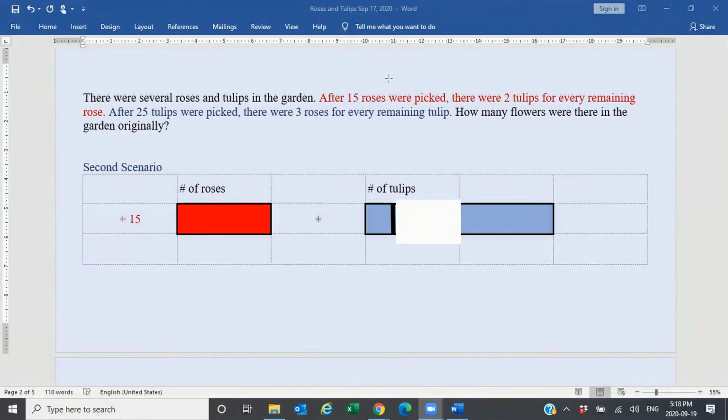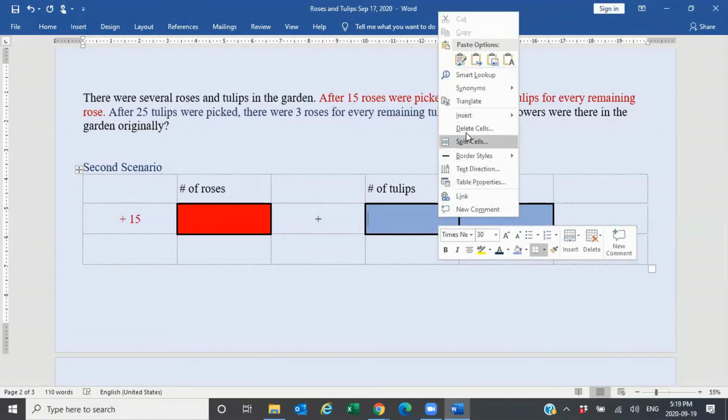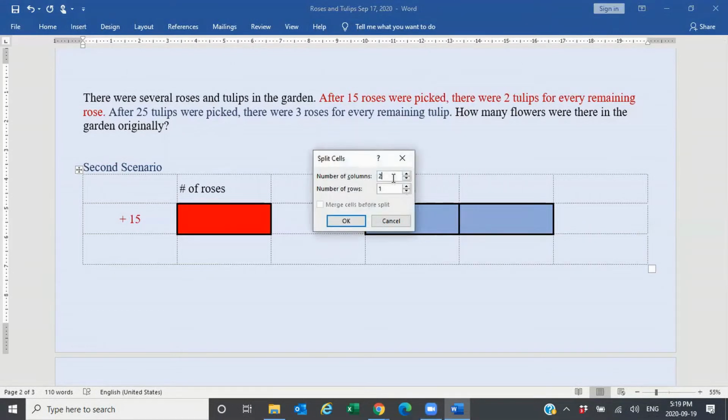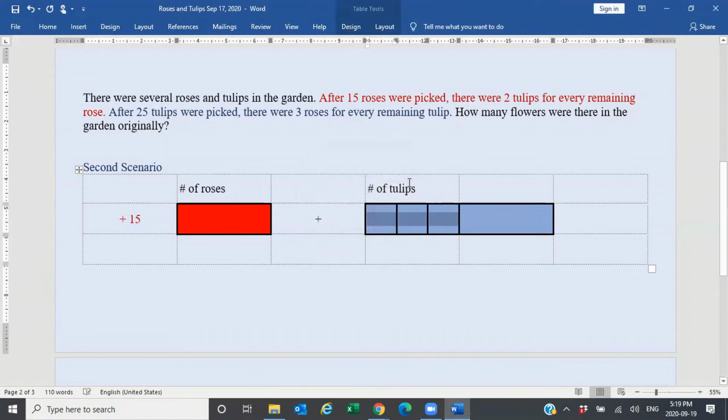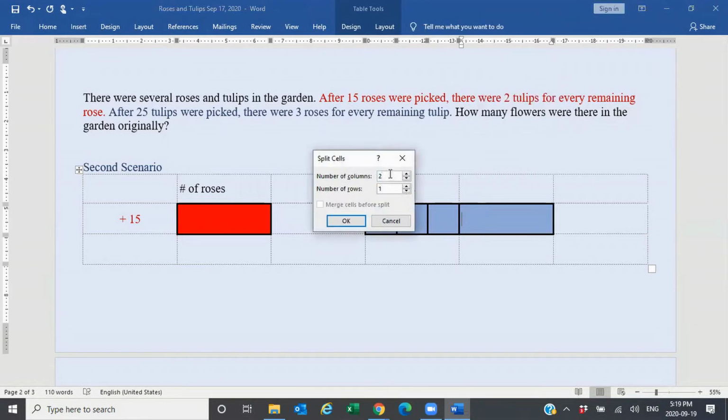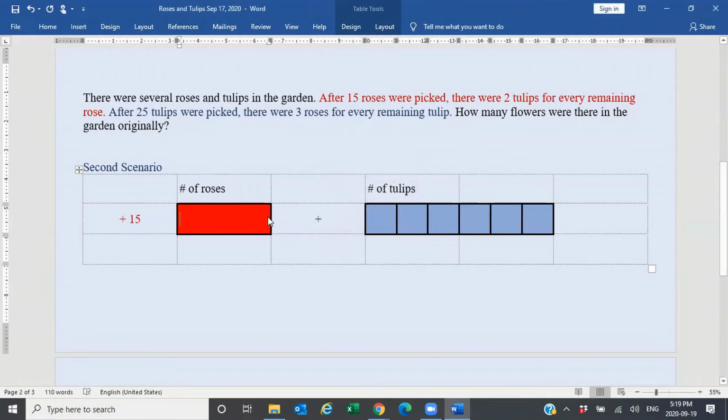Now I will do it manually. Oh, actually, I need to clear that. Right. Take that, split into 3 pieces, and voila. There we go. Now we split them into 3 pieces. We need to do that with all of them. And the roses too.